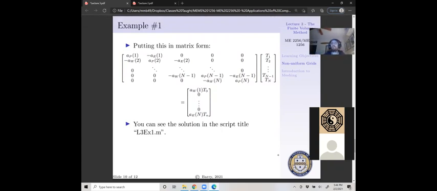Now, let me pull this up, and I'd suggest you do the same. So we have a script called lecture 3, example 1.m. And what we're going to do is walk you through how we set this up. I'm going to spend this time to first go over our script from lecture 2, and then show you how we modify it for a non-uniform grid.